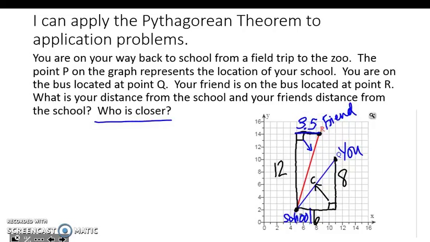So this has 3 parts. What is your distance from the school, your friend's distance from the school, and who is closer? So when you raise your hand for me to come check your 3 examples, you're going to need to have this one completed as well as the other two examples. Okay.